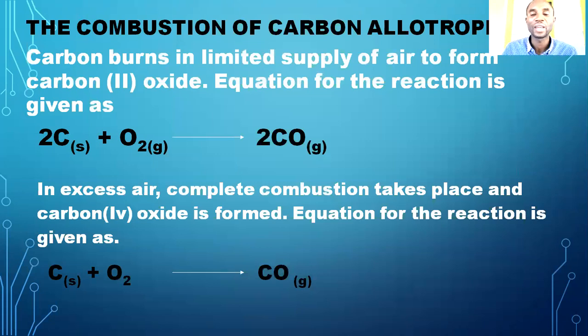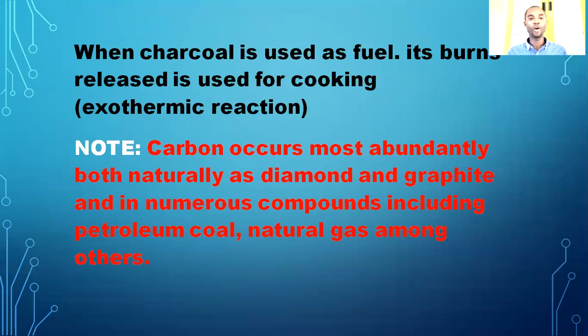Okay, we want to look at this particular aspect of it before we cap it up. Combustion of carbon allotropes. Of course, carbon burns in a limited supply of air to form carbon(II) oxide. When carbon burns in air with a limited supply of air, it will give carbon(II) oxide. The equation for the reaction is below. But in excess air, when there is a full supply of air, carbon(IV) oxide will be formed.